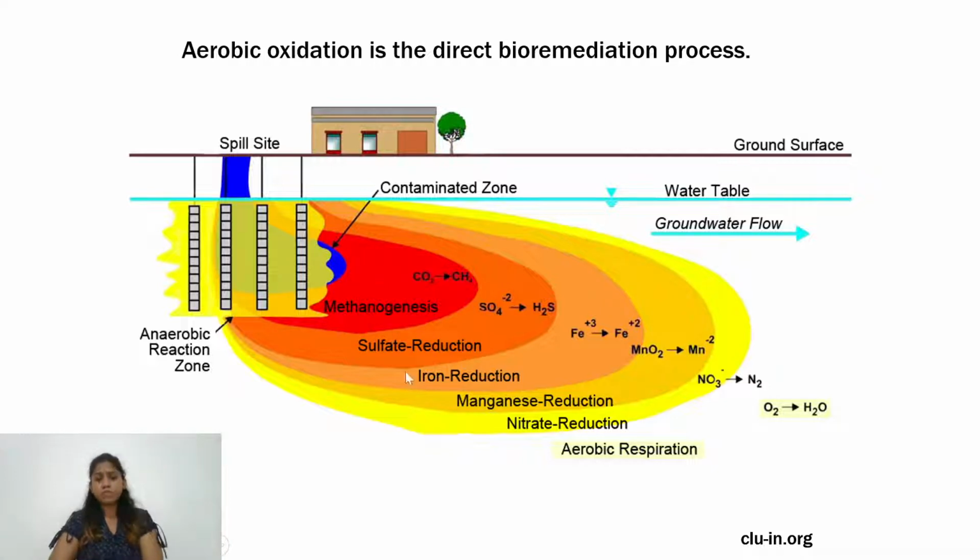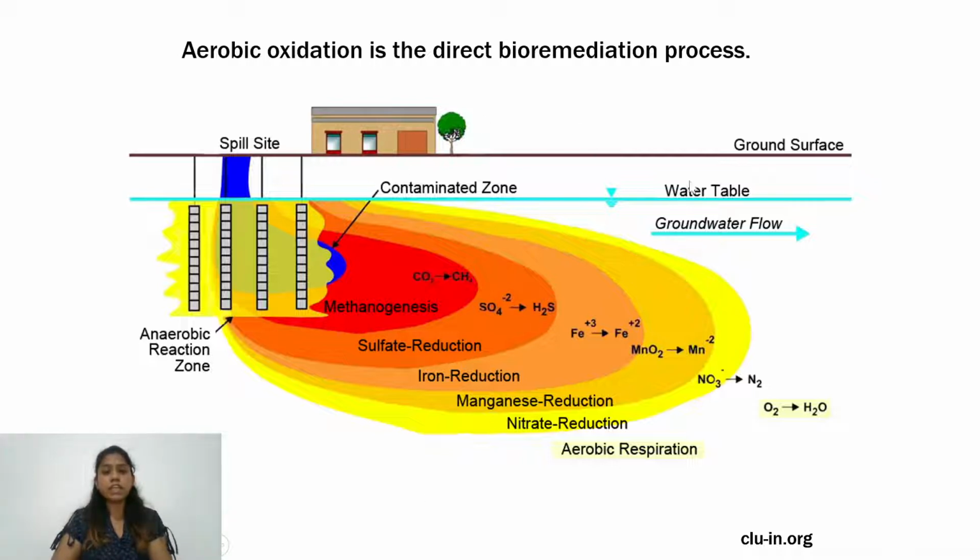So methanogenesis is something that happens very rarely in the environment, where carbon dioxide gets converted to methane. There are also these other processes for nitrate conversion, manganese reduction, iron reduction, and so on. So these are the different bioremediation processes. These are the different electron acceptors that can facilitate in the bioremediation process of a contaminated zone.